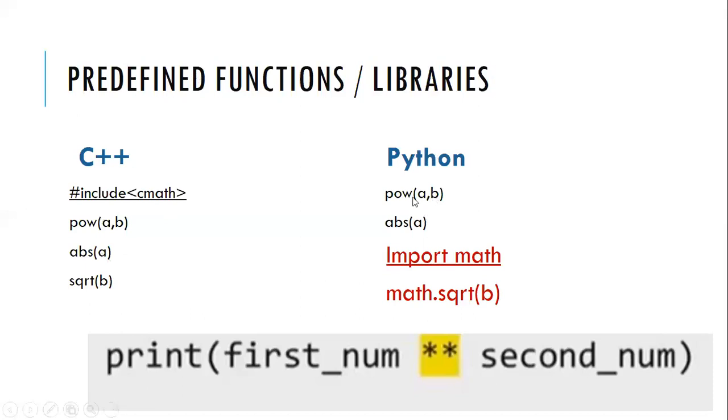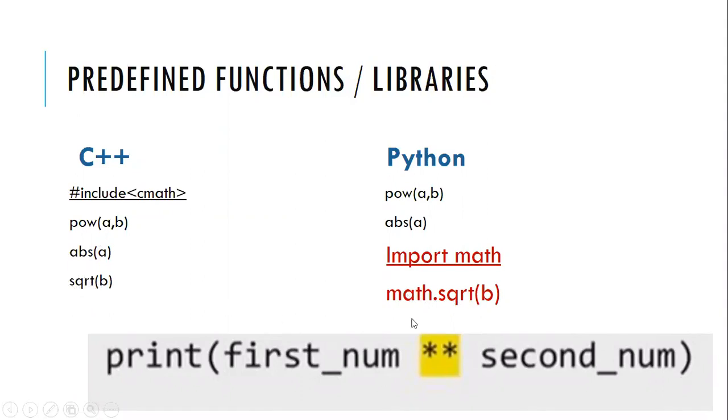Whereas in Python, we can use the power function without importing any libraries, and also the absolute function without importing any libraries. When we try to use the square root function in Python, we need to include the library, import math, and the function is used in this way, math.sqrt. The syntax is the same in these, only for square root, in C++ we write sqrt of that number, and in Python we write math.sqrt.